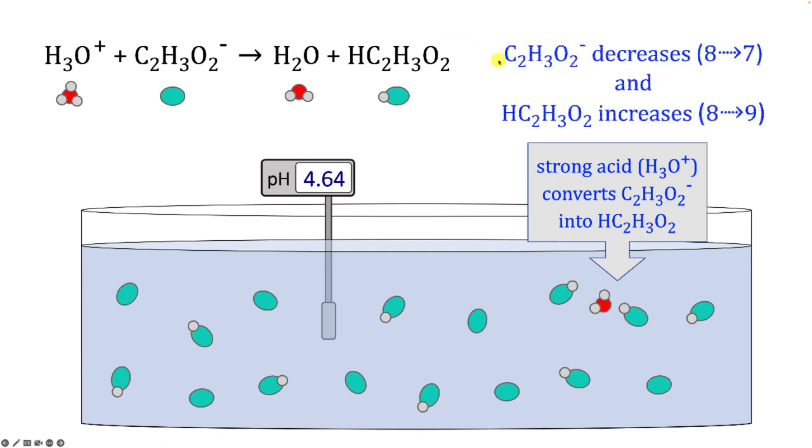This decreases the amount of acetate ions in solution, in this case from 8 to 7, and it increases the amount of acetic acid molecules, in this case from 8 to 9. Now the water produced in the reaction disappears into the background of all the rest of the water, and you may notice that the pH has decreased slightly from 4.75 to 4.64, and because we added some strong acid, the volume of the solution has increased slightly.